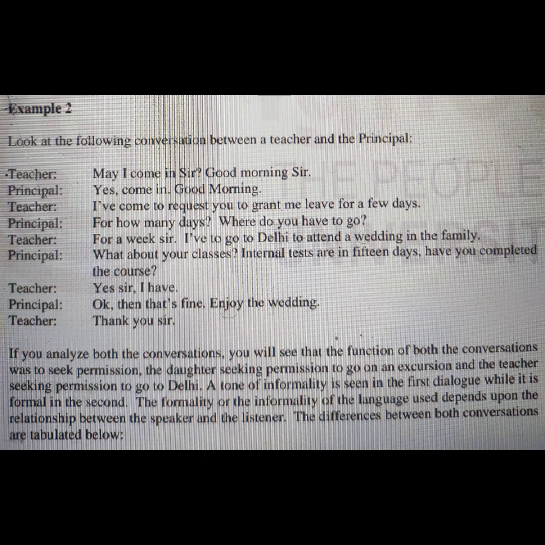If you analyze both the conversations, you will see that the function of both the conversations was to seek permission, the son seeking permission to go on an excursion and the teacher seeking permission to go to Delhi. A tone of informality is seen in the first dialogue while it is formal in the second. The formality or the informality of the language used depends upon the relationship between the speaker and the listener.